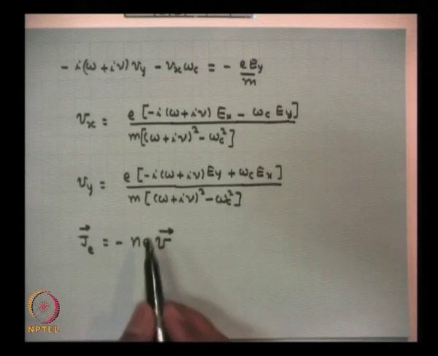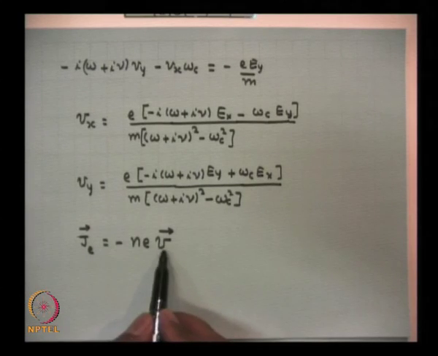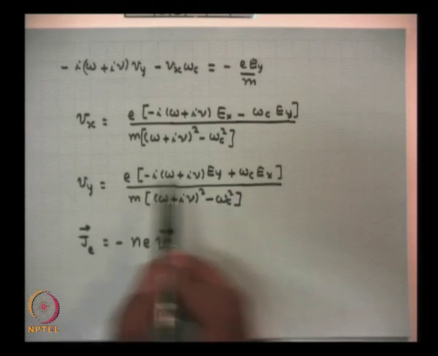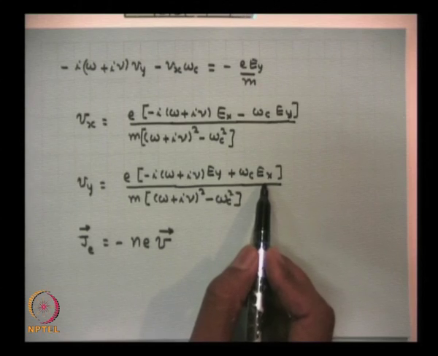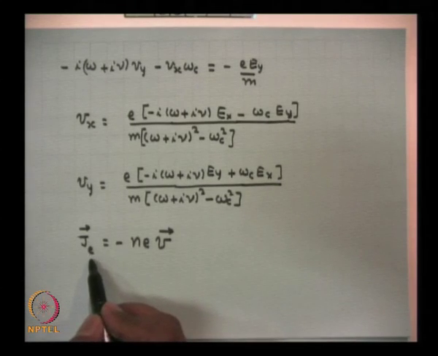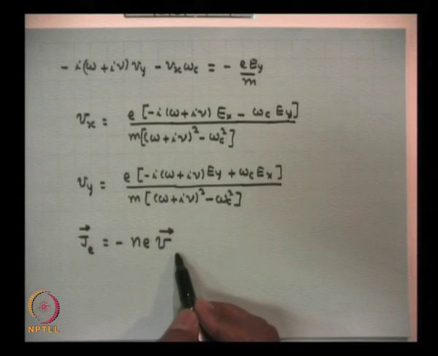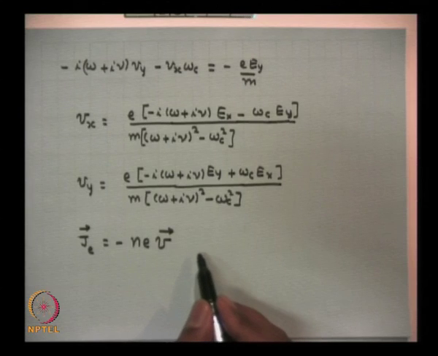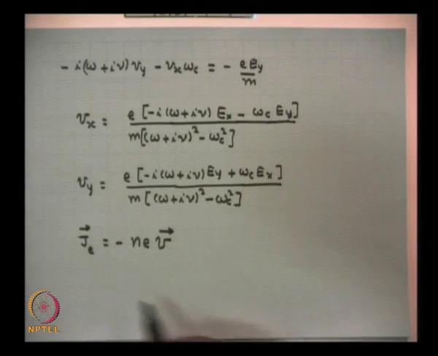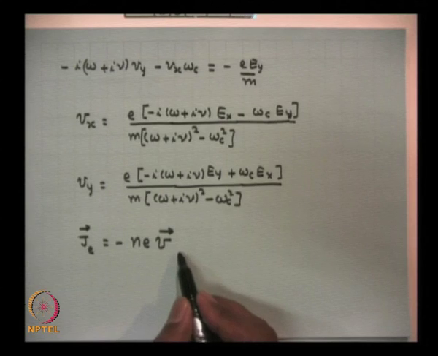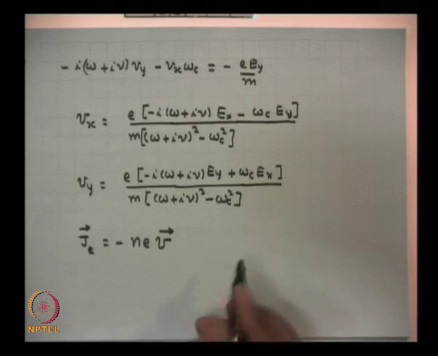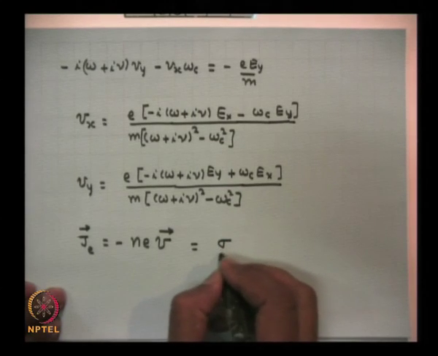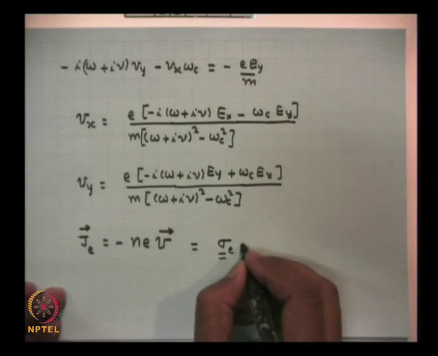You may note one thing, Vx involves not only Ex, it involves Ey also. Vy involves not only Ey, it involves Ex also. Means one component of J will involve not only that component of the electric field, but other components of electric field also. So Jx will involve Ey besides Ex, Jy will involve Ex besides Ey, and so on. So in general, if I substitute this V in this one, I can write down sigma E, electron conductivity, dot E.